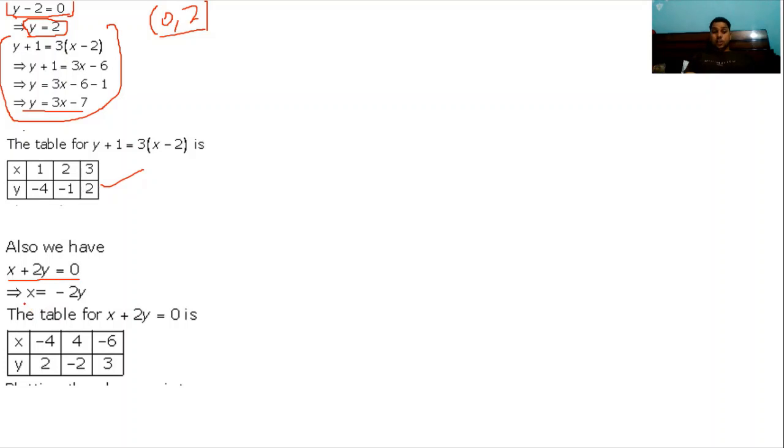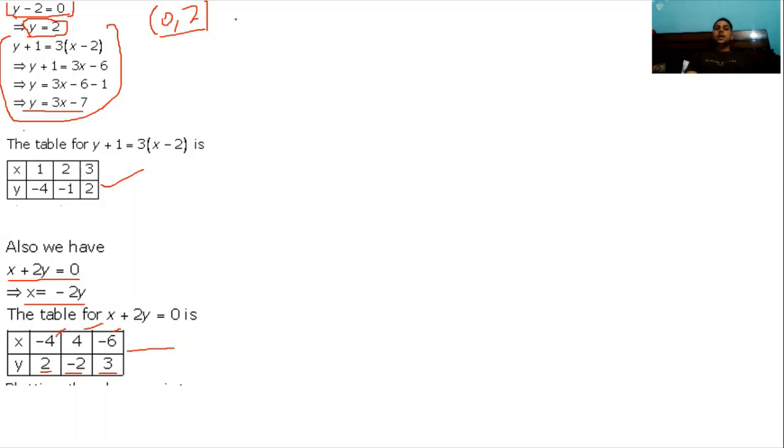Then we have another equation, x is equal to 2y. In this way I changed the dependent variable. You can take any dependent variable, x or y. Here we have taken x as the dependent variable and y as the independent variable. So by taking random values of y, accordingly we get different values of x. So we have 3 lines here.